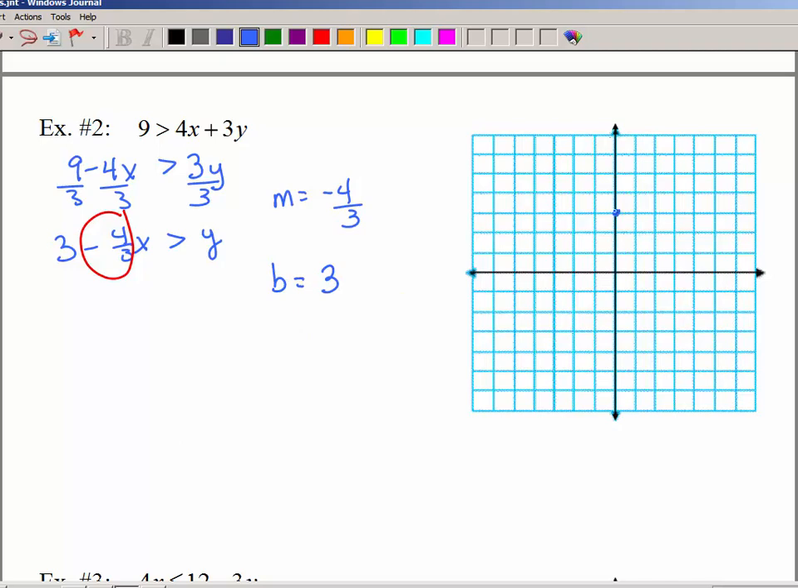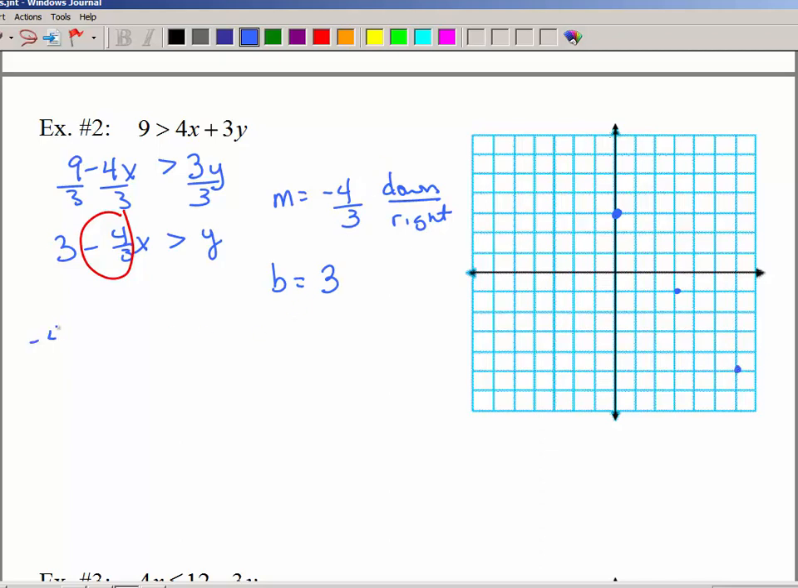So we're going to go up here on the y-axis at 3, and then I'm going to go down because it's negative, and over to the right because that's positive. 1, 2, 3, 4, down, and to the right 1, 2, 3. I'm going to do that again. 1, 2, 3, 4, and over 1, 2, 3.